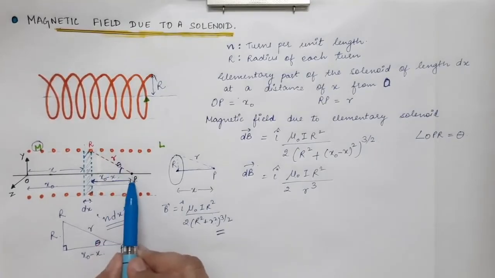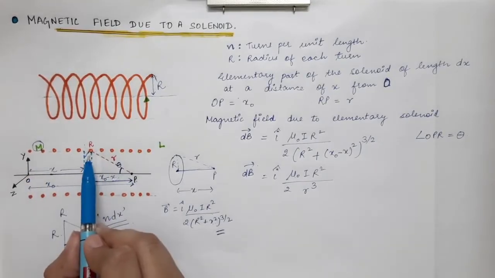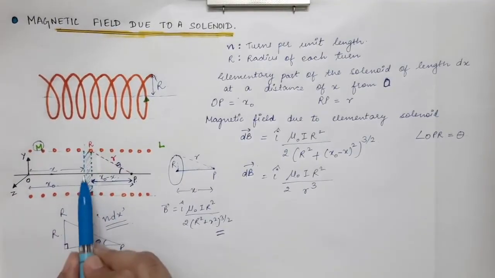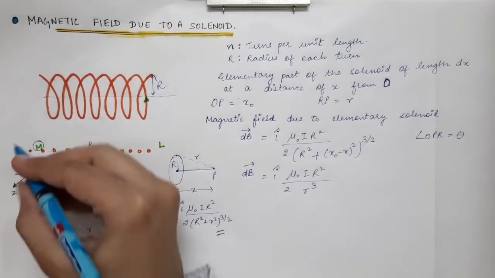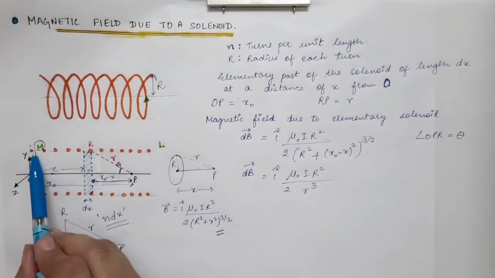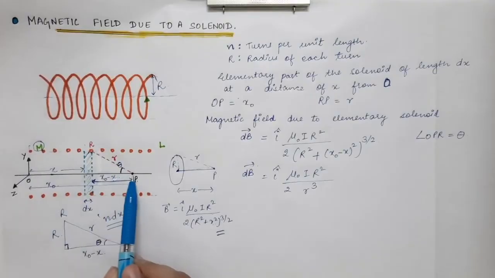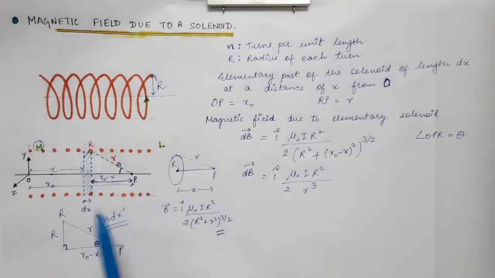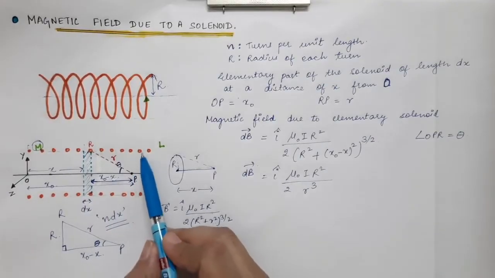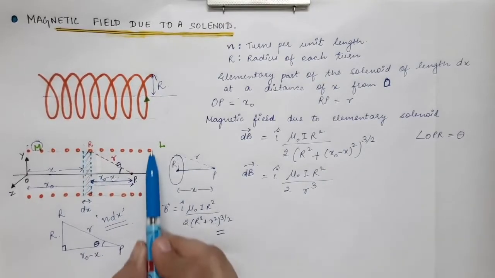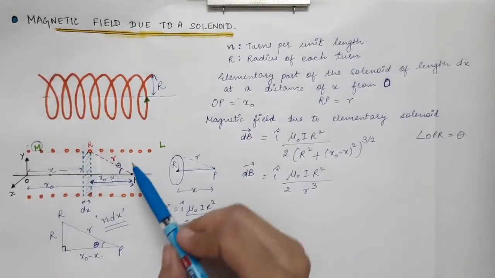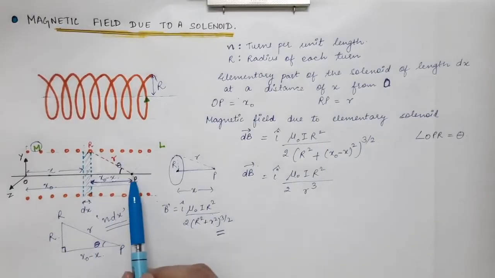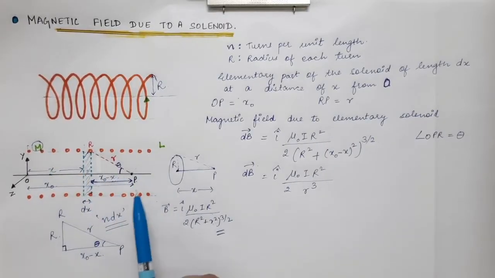So r will vary. If you take the elementary section over here, what will r be? R will be this length from the observation point. That will be one limit of r, and another limit of r will be this one. If the elementary section is present on the other end of the solenoid, then r will be this one.